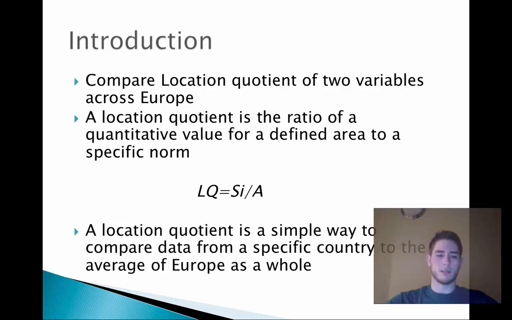The easiest way to do this is to calculate the location quotient, which is just a ratio of the quantitative value for a defined area to the specific norm. The equation is LQ equals S_i over A. And really, in terms of this project, S sub i is just the data from a specific country, and A is the norm of Europe as a whole.